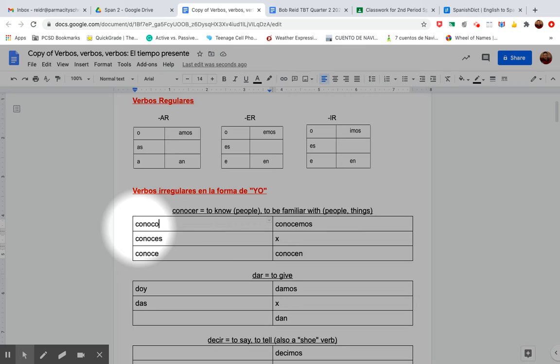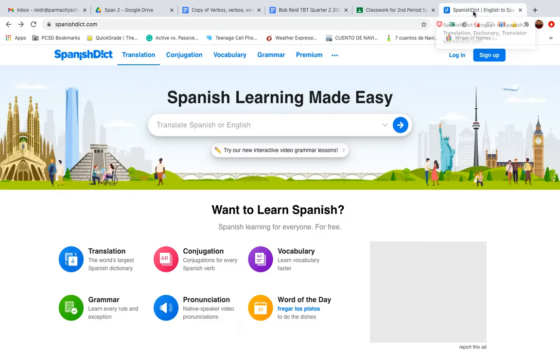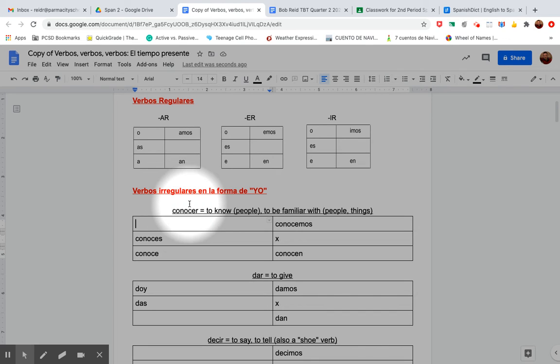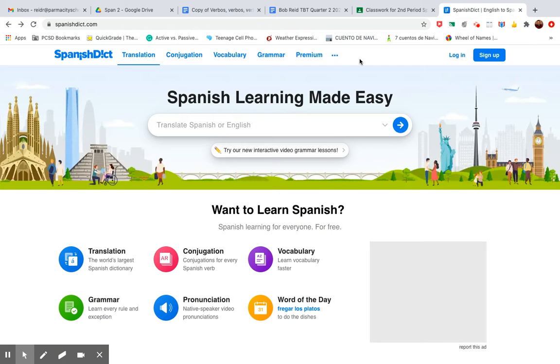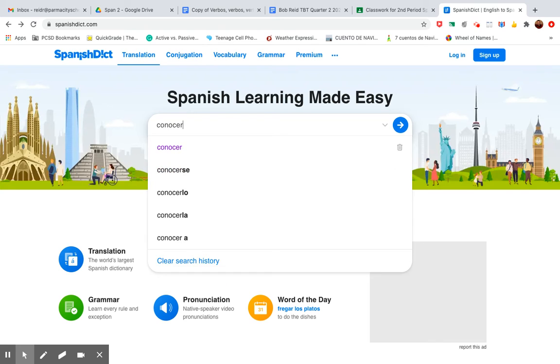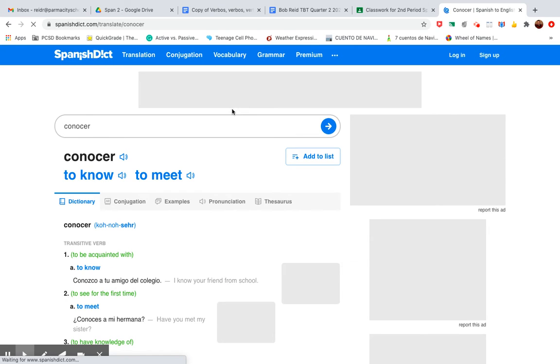So how are you going to figure out what the form is? You're going to go to SpanishDict.com and you're going to type in the infinitive here of these verbs. So the first one is conocer. The second one would be dar. And the third one would be decir. So the first one is conocer. I'm going to type that in here. Conocer. And then you're going to click conjugation.